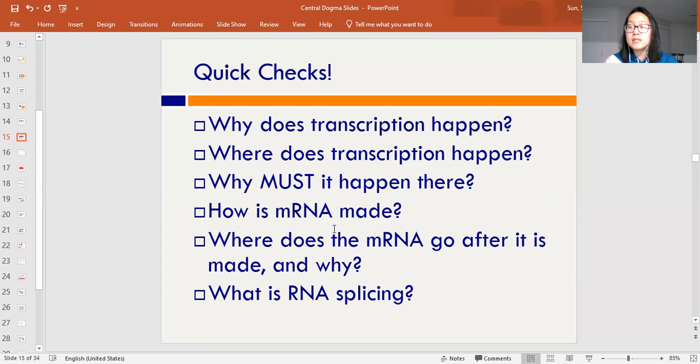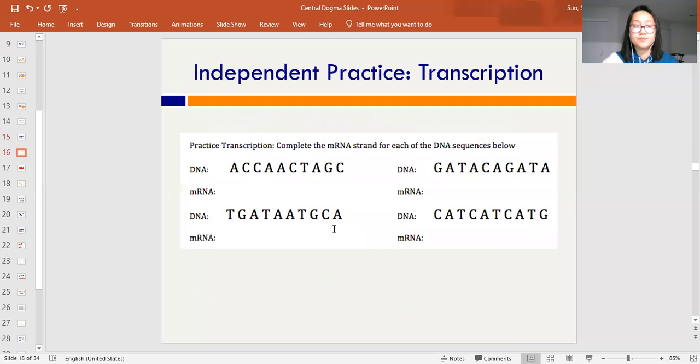Where does the mRNA go after it's made and why? It's going to go to the cytoplasm because that's where the ribosomes are, so you can build the proteins. And RNA splicing is when you cut out the introns and only leave the exons to be expressed as a protein when the mRNA is going from the nucleus to the ribosomes. That way you're not making a bunch of extra protein sections that you don't actually need. And that way your cells can specialize in different functions because they have different proteins in them.